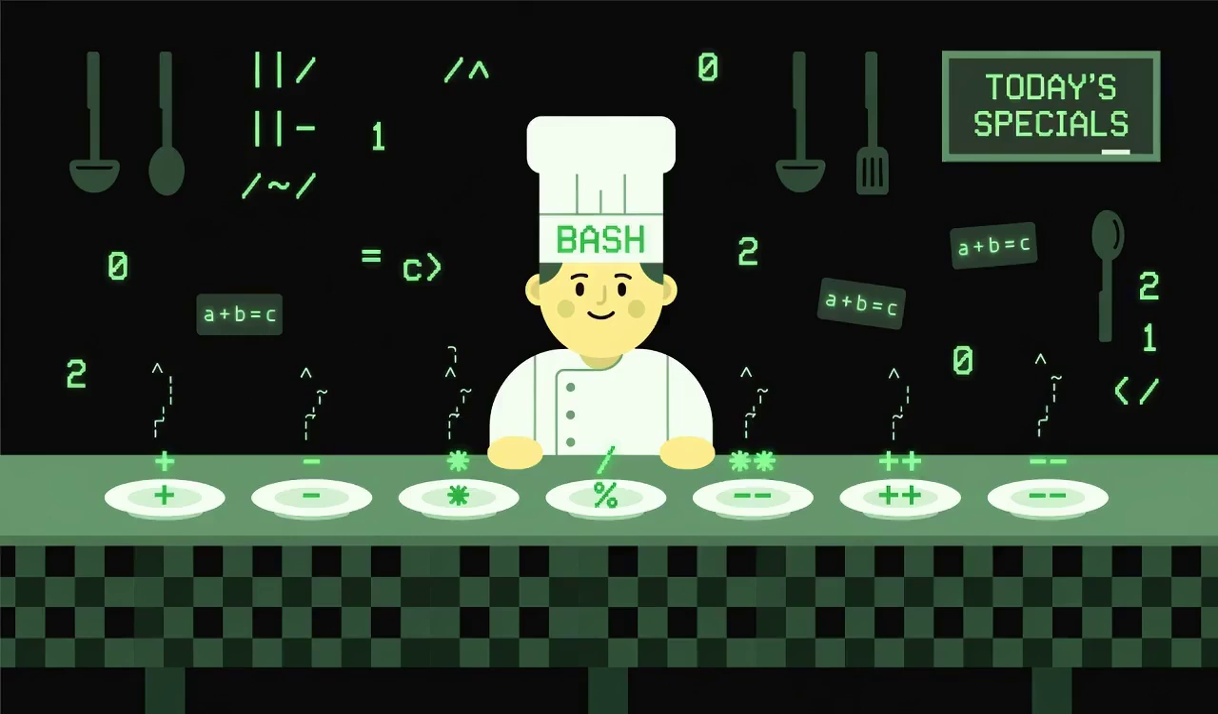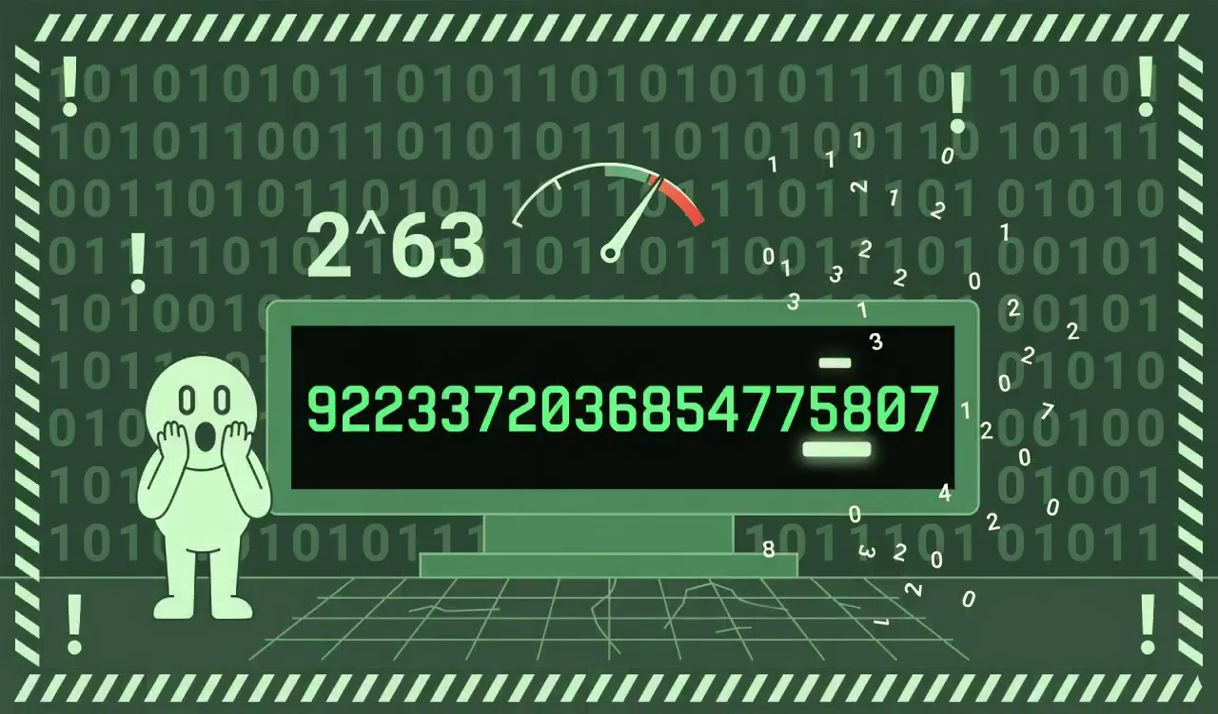The operator menu covers everything you need. Plus, minus, multiply, divide, modulo for remainders, double star for exponents, and pre- or post-increment and decrement for counters. Think of them as dishes served up by a bashful chef ready to plate your numbers. Bash Arithmetic runs on 64-bit signed integers, which means values can grow up to about 9 quintillion. Push past that ceiling, specifically past 2 to the 63rd, and the counter rolls over into negative territory. Shocking, but predictable once you know the boundary.